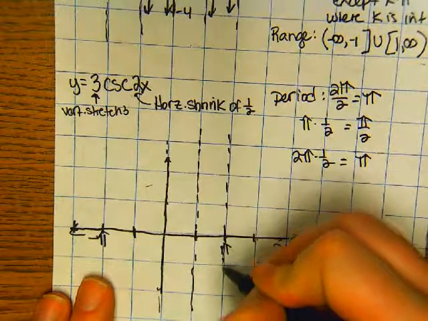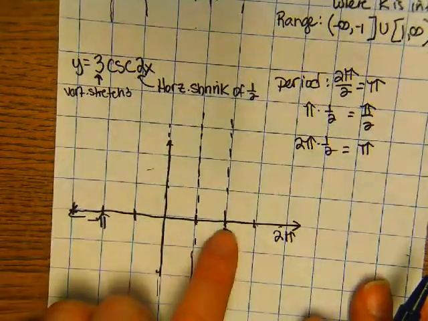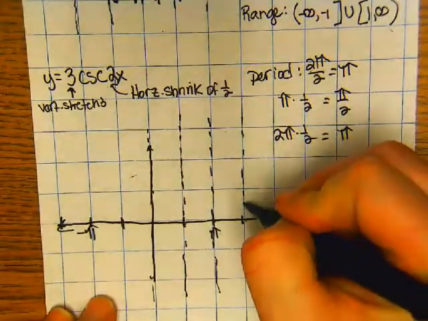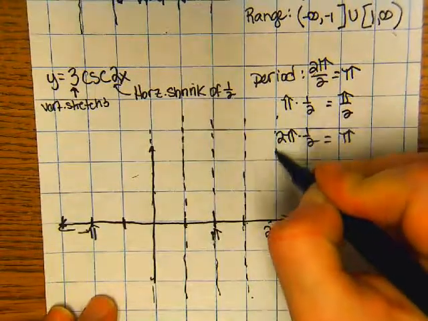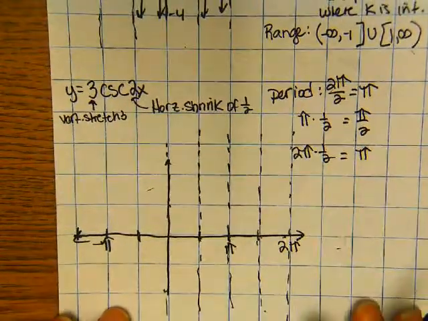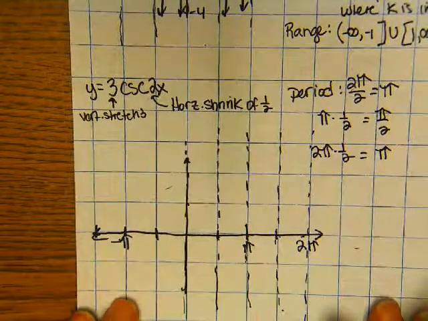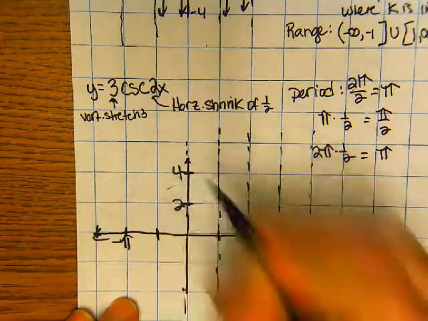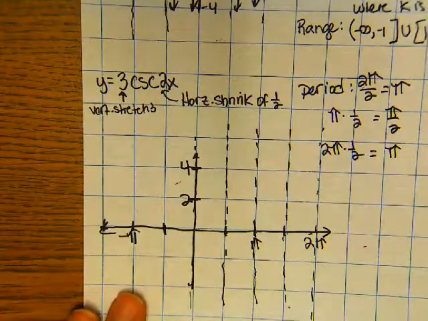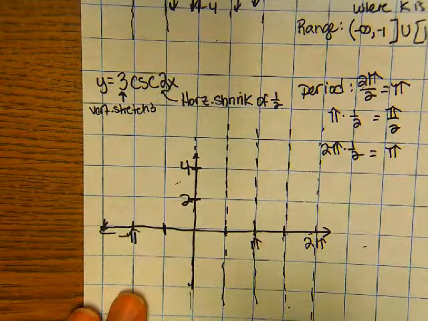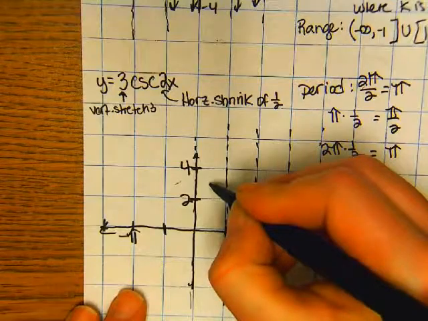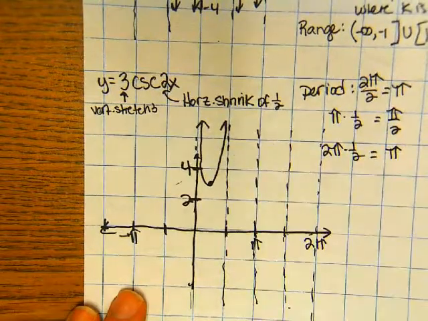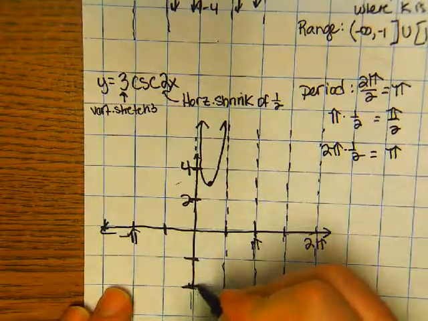Can we see a pattern now? I've got 0 here, here. Where's the next one going to be? 3 pi halves. So once we figure out a pattern, we can go from there. Okay, I'm going to make my scale the same. So this is 2 and this is 4. So isn't 3 halfway in between 2 and 4? So in between those asymptotes, I'm going to make my minimums now at 3 because this was a vertical stretch of 3. And I'm going to do the same below the x-axis.